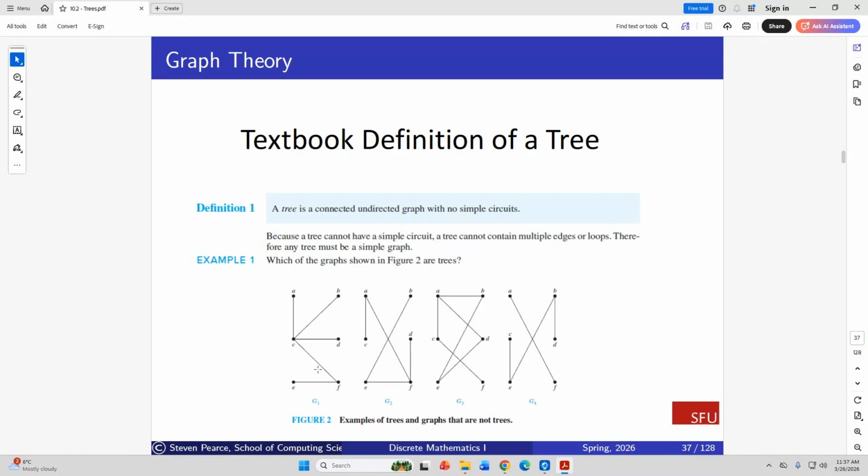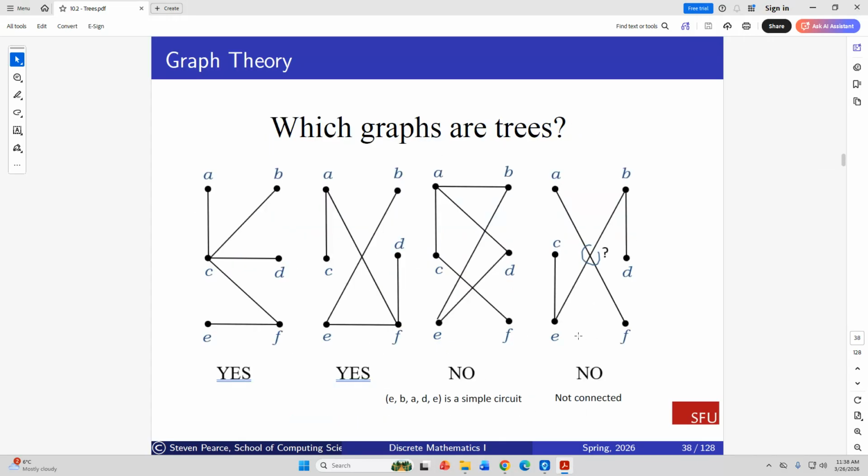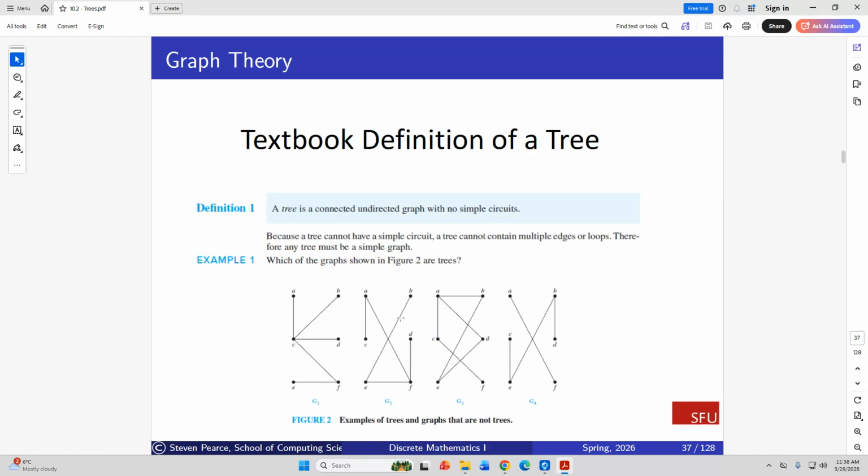Is this a tree? Well, this one has a circuit, so it can't be. Look at that. I can go from here to here, to here to here. So no, that's not. And what about this one? Well, it's not connected. I can't go from here to here. This doesn't mean that they are intersecting. That would mean there's a node there. But if there's no node there, they cross over each other without being able to get into the other path. So there's a simple circuit here, and it's not connected. So don't forget, a tree is a connected, undirected graph with no simple circuits.